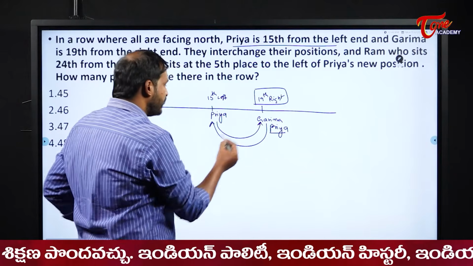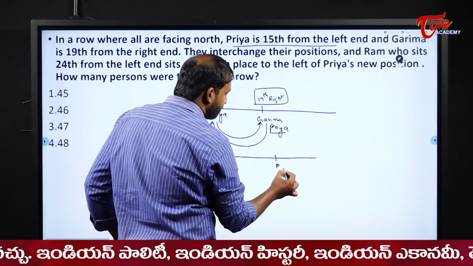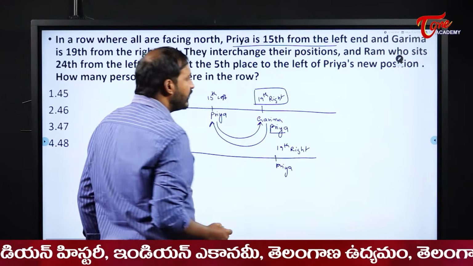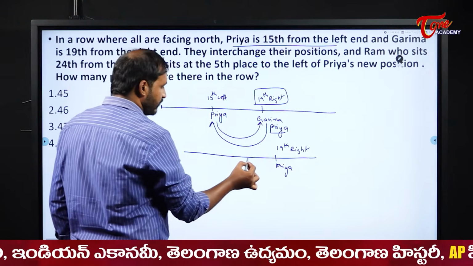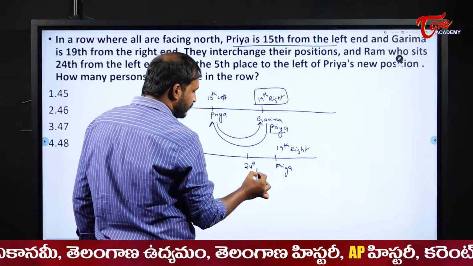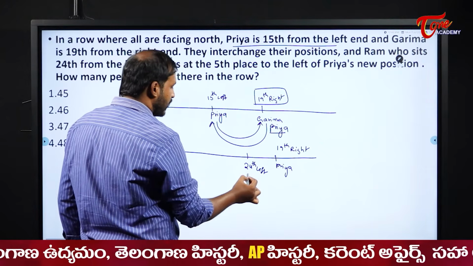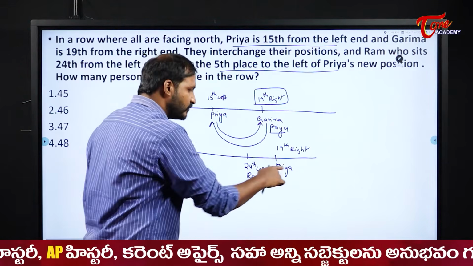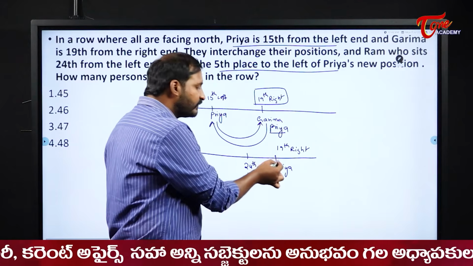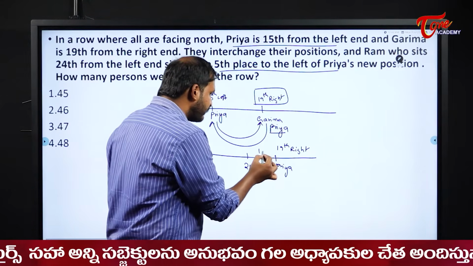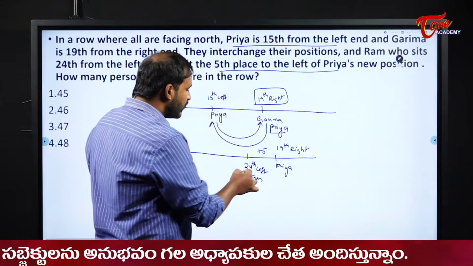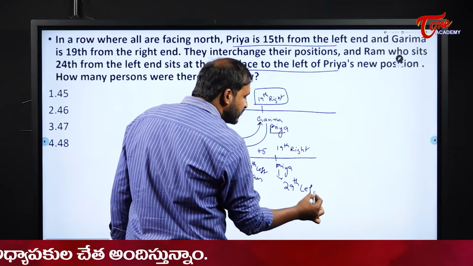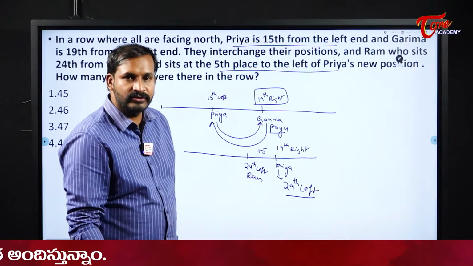Now see here, now this is Priya's position, right? Now Priya came to here and this is 19th from what? Right. Now what they are telling is Ram, who sits 24th from left, he is 24th from left. Okay, this is Ram's position. He is 5th to the left of Priya's new position. This is Priya's new position, yes. And this position is what? 5th to the left. That means if I add plus 5 to this, I will go to Priya's position, right? So 24 plus 5, what does it become? 29th from left. So then Priya's new position is what? 29th from left.